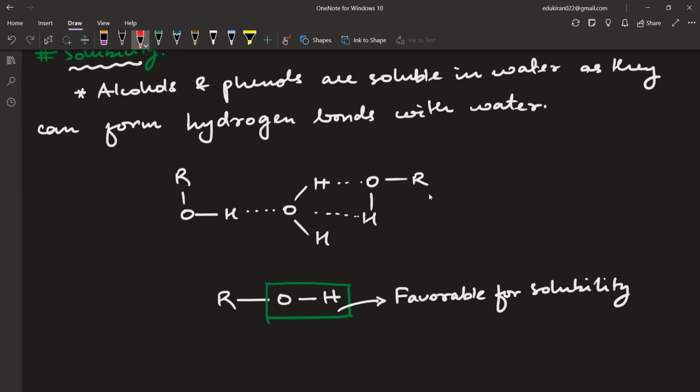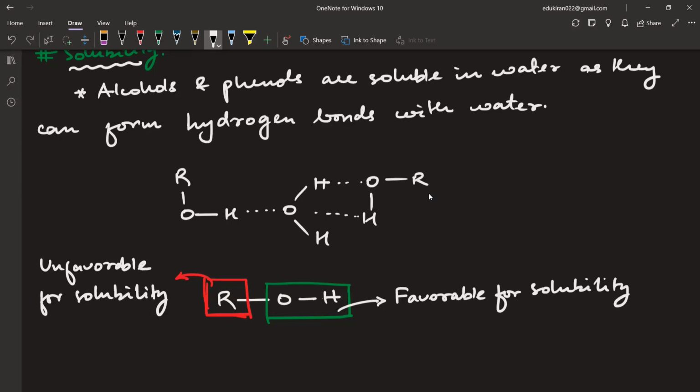Okay. Now this R group here is completely non-polar. It does not have any hydrogen bond. That means it is unfavorable for solubility. So there is always one favorable thing and one unfavorable thing. The favorable thing is a constant, only one OH per alcohol. But if the R group starts to increase from methanol, ethanol, propanol, then the unfavorable part of solubility is increasing, and as it increases, the solubility is going to decrease.